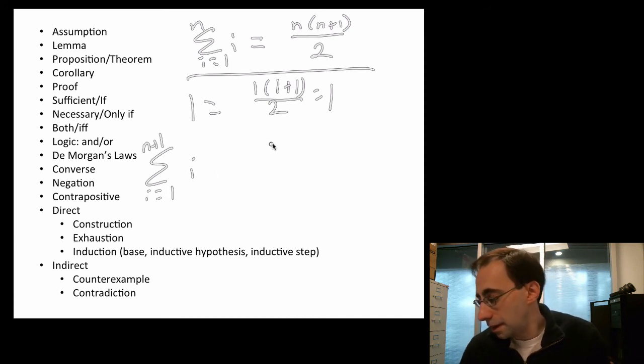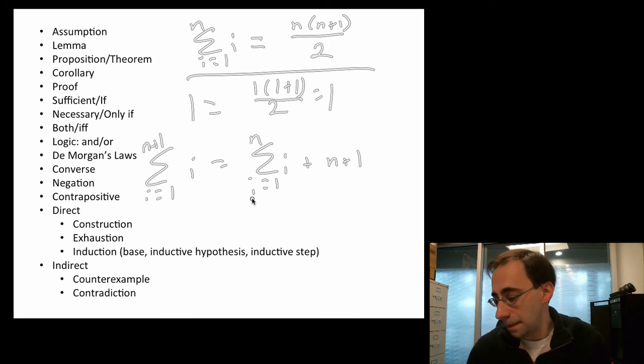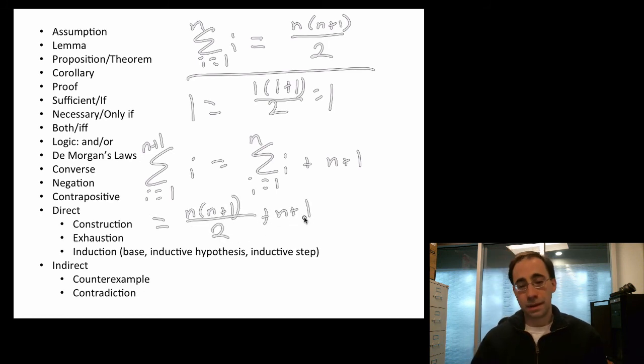Well, how do we do that? If this is actually true, then this equals the sum from 1 to n plus n plus 1. So it's the sum of 1 to n plus the new one we just added. This thing we've assumed to be equal to that. That's the inductive assumption, the inductive hypothesis, plus n plus 1. Now we can do some algebra.